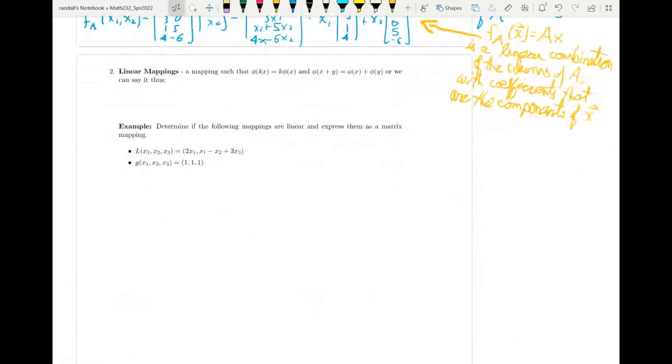Now let's talk more abstractly about particular kinds of functions, linear mappings. So here's another definition for you. We're using the symbol phi, which is going to denote a mapping. Remember, it goes from Rn to Rm, and it has this property here. There's linearity with respect to scalar product, so linear with respect to scalar product.